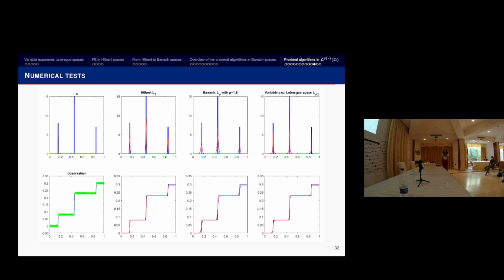You can see in red the reconstructions in the top line, and in the bottom line you can see the sum over the integral of the reconstruction compared to the actual integral of the data. So if you only look at the bottom line, the best reconstruction seems to be the Hilbert one, but if you look at the top line, you can see that the one that best reconstructs the intensity of the spikes is the one in the variable exponent Lebesgue space in the right top corner.